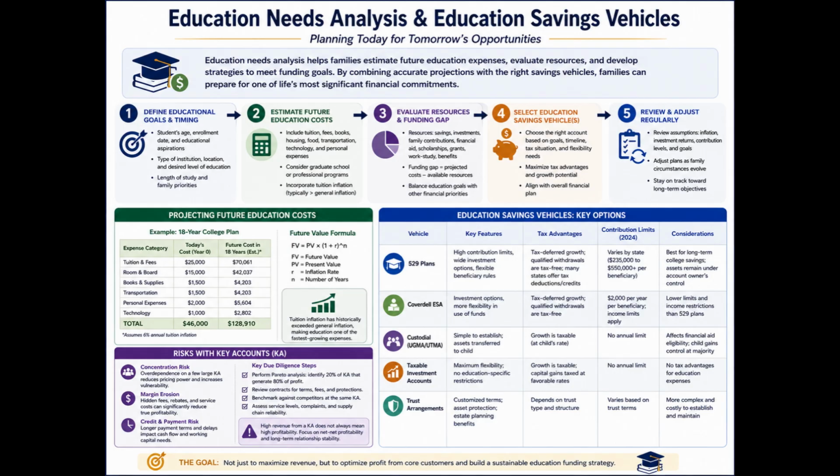Education needs analysis and education savings vehicles work together to create a comprehensive education funding strategy. Accurate cost projections establish realistic funding goals, while appropriate savings vehicles provide efficient mechanisms for accumulating the necessary assets. Financial planners periodically review assumptions regarding inflation, investment performance, contribution levels, and changing educational objectives to ensure plans remain on track. As family circumstances evolve, adjustments may be necessary to maintain alignment with broader financial goals.